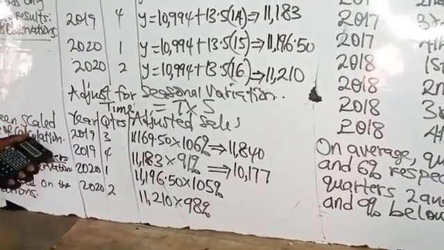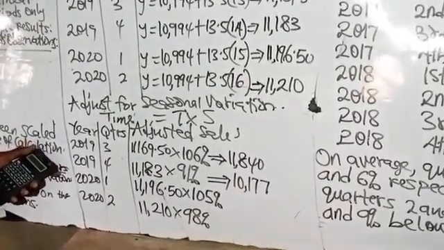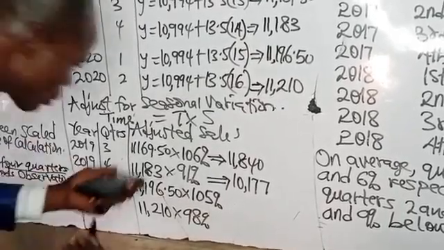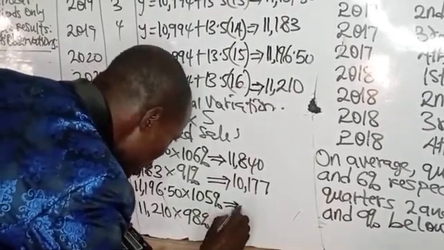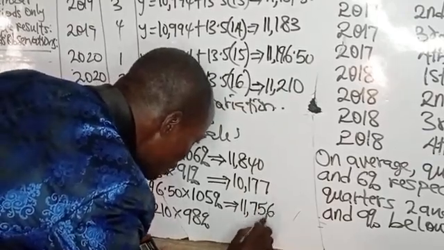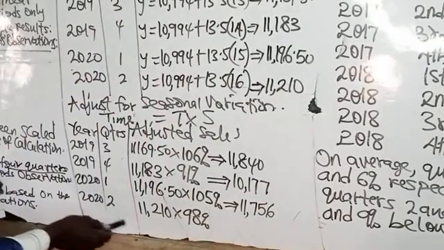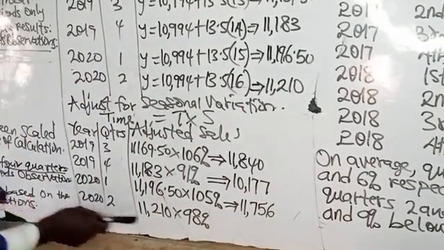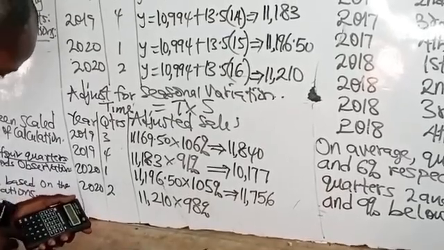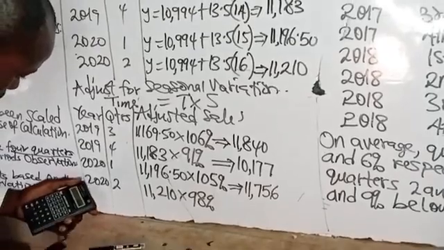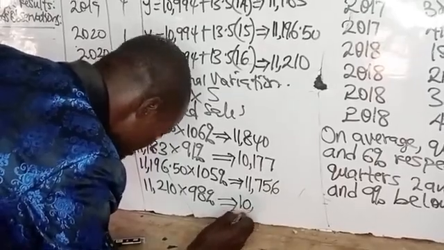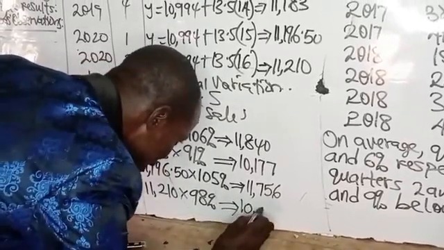Then 11,196 times 105%. That gives us 11,756. Then the second quarter of the year 2020, 11,210 times 98%. That gives us 10,986.